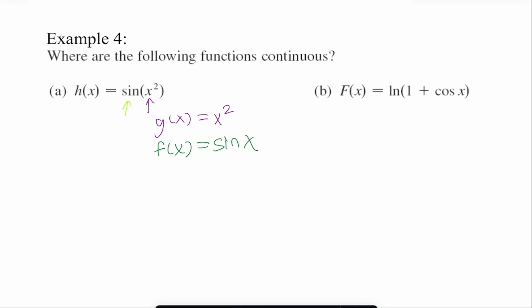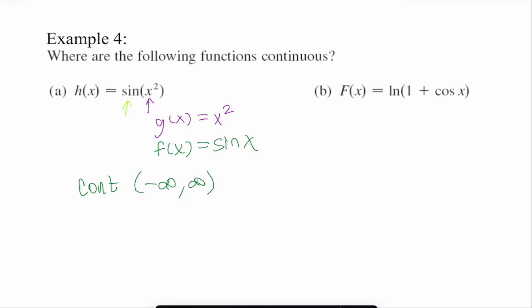Individually, each one of those is continuous everywhere. X squared works everywhere. I can plug in anything I want. Sine of x works everywhere. It's a constant wave. I can plug in anything I want. So if I combine them, I'm still going to get a continuous function. It's always going to be something. So this is continuous everywhere. Nothing messes it up. Okay.